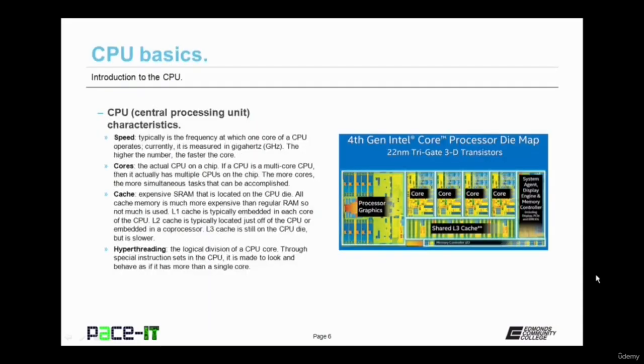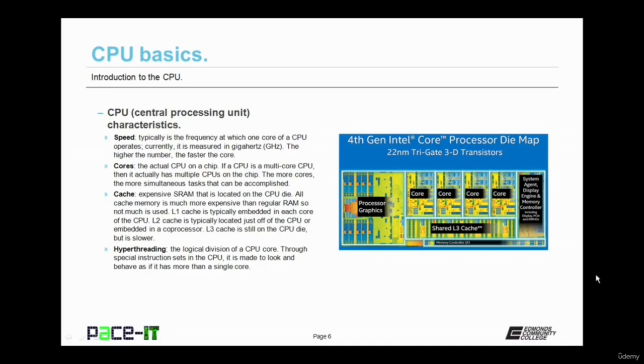So now let's talk about the central processing unit, the CPU. The first characteristic of it is speed. Now, speed typically is the frequency at which one core of the CPU operates. Currently, it's measured in gigahertz per second. The higher the number, the faster the core.